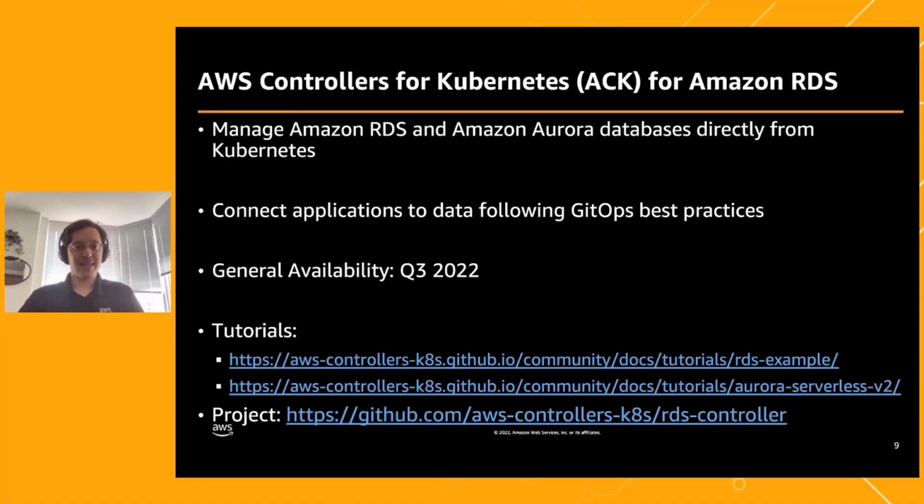ACK for Amazon RDS is open source and is generally available in Q3 2022. There's several tutorials that can help you get started with the ACK for Amazon RDS controller. And you can also track the open source project as well. We're also going to do a demo in a few slides that shows you exactly how to deploy the ACK for Amazon RDS controller and some examples walking through how it works.